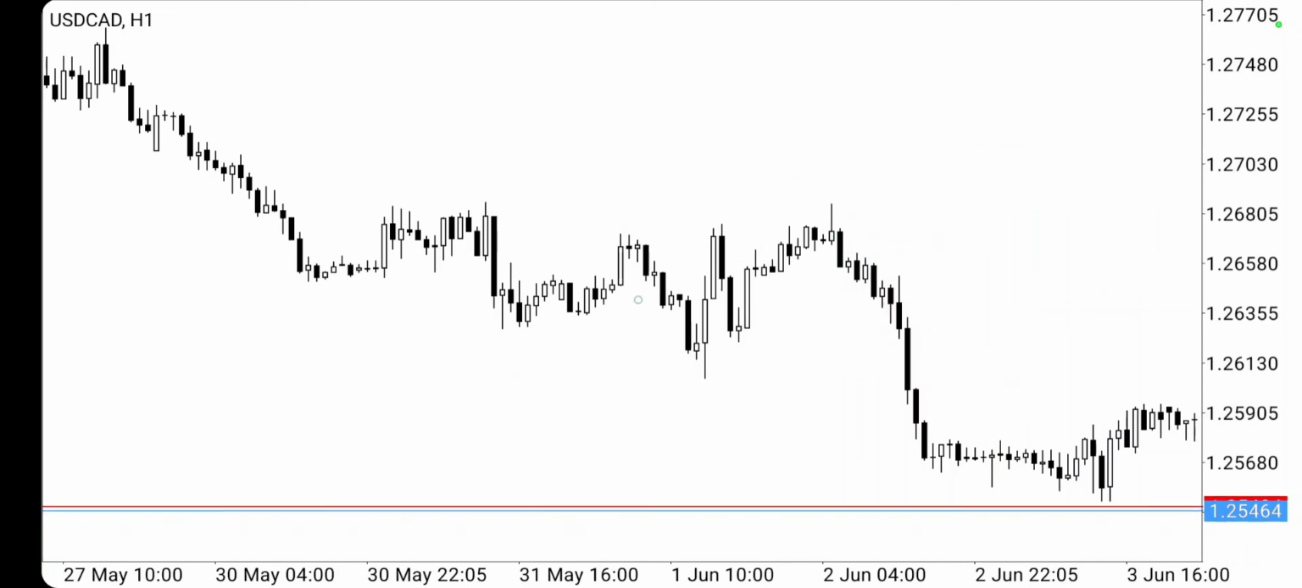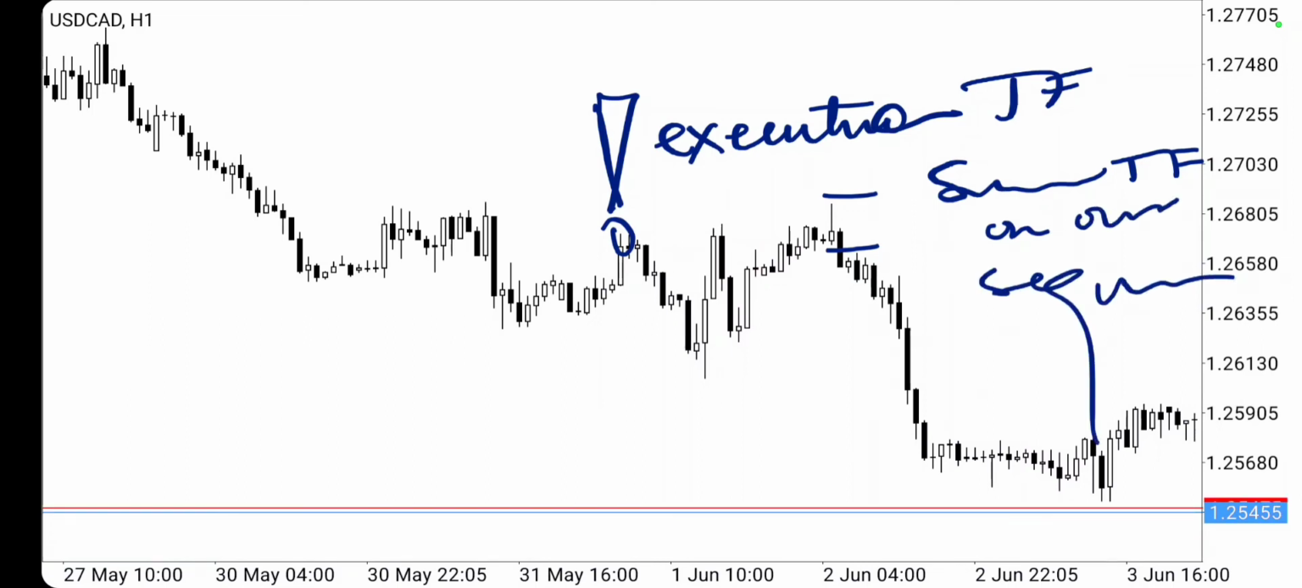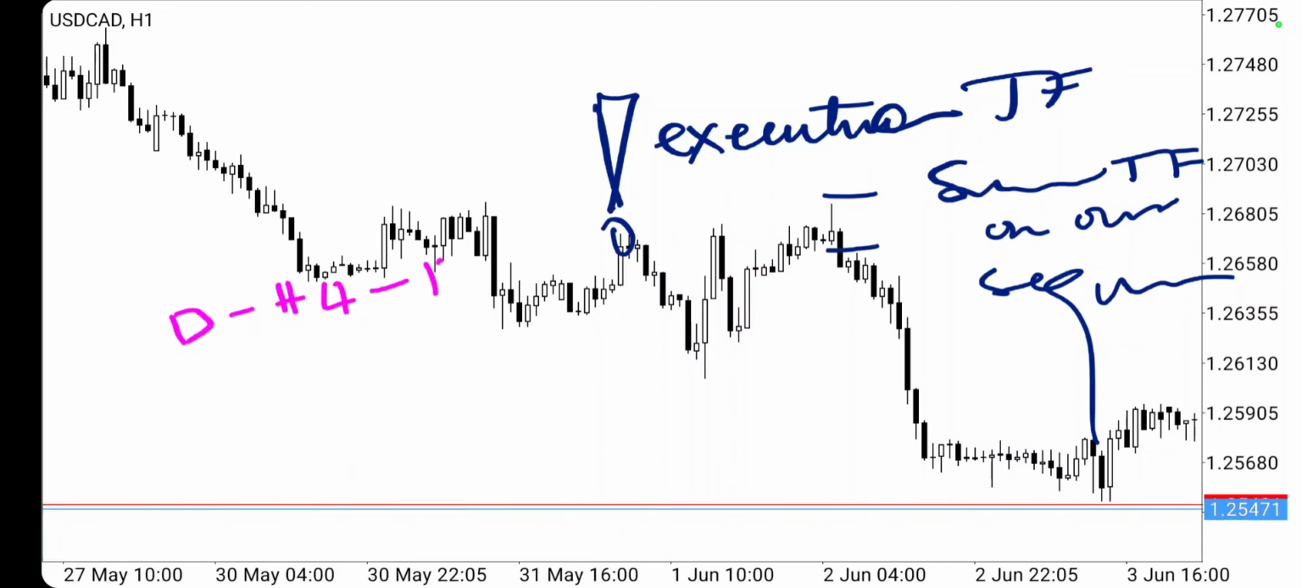And keep in mind, I think I should mention this, as much as we're saying we're putting this and that, remember, take note, we're only doing that on our execution time frame, or the time frame where we are taking the trades, or the smallest time frame in our sequence. This is H1 here that we're looking at, right? So if we were to give an example, maybe you are trading daily, H4 and H1, or you're trading H4 and H1, with H1 being your smallest time frame, this H1 here.